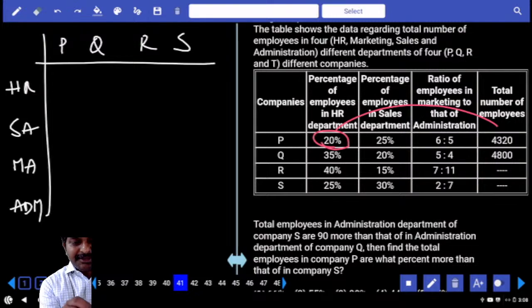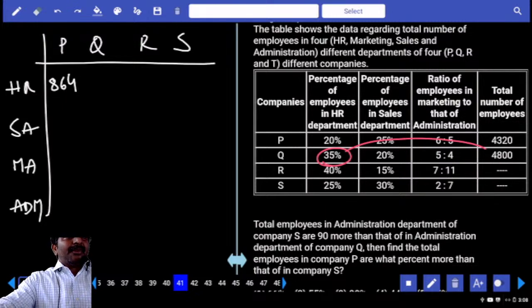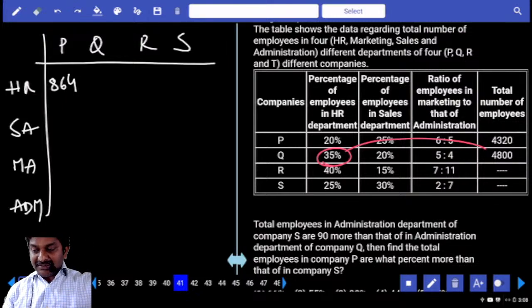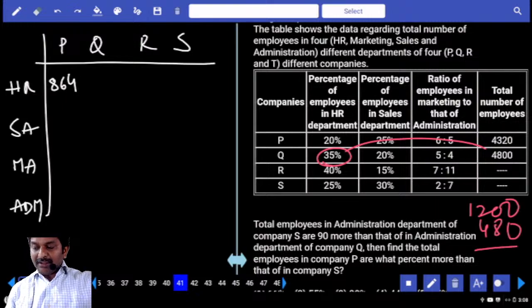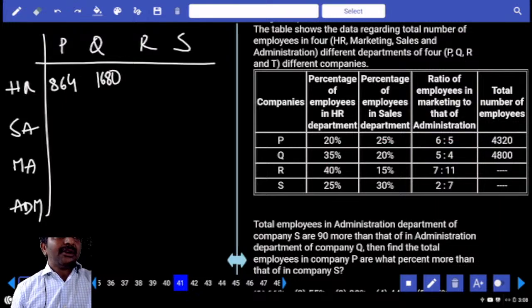20% of this number, how much is that? 864. Next, Q. 35% of 480. Shall we go with 25% plus 10%? 25% is 1200, 10% is 480. Both together, 1680. The remaining two we cannot write, R and S.